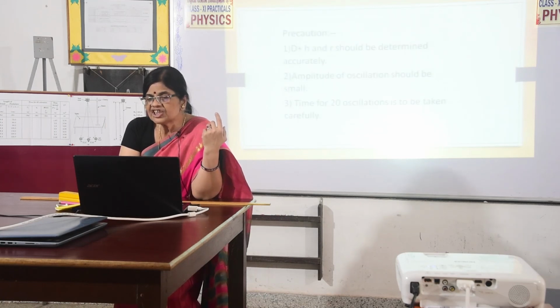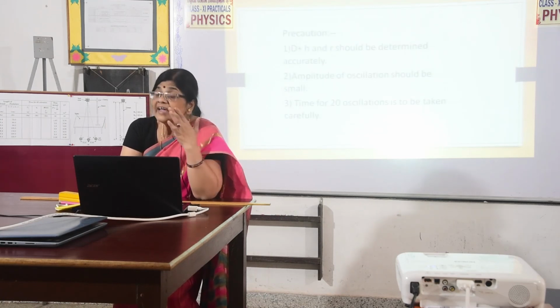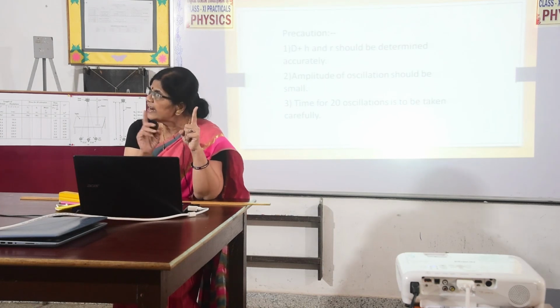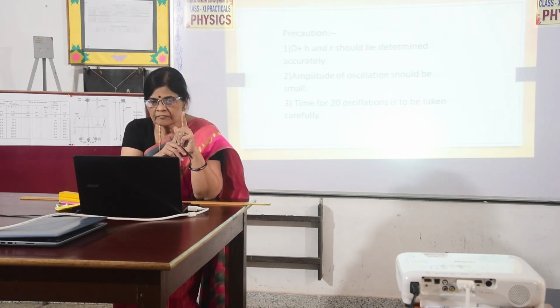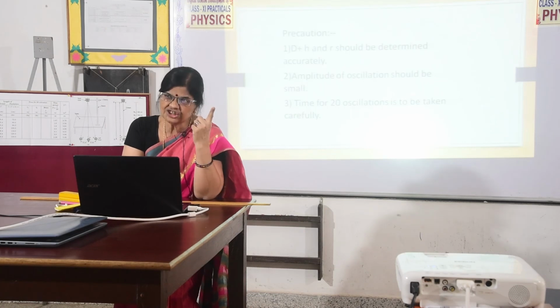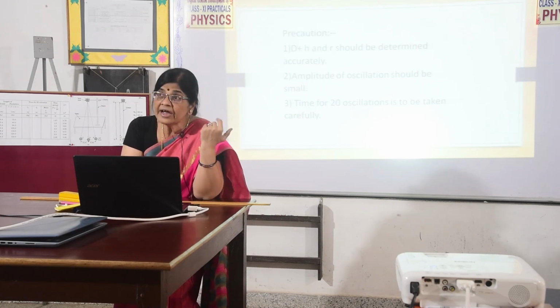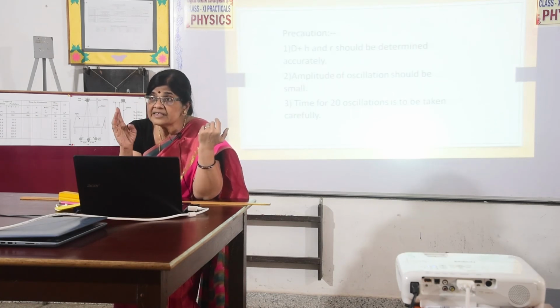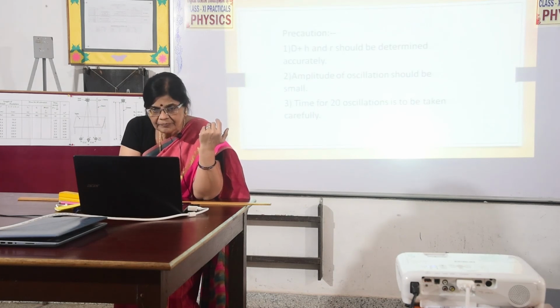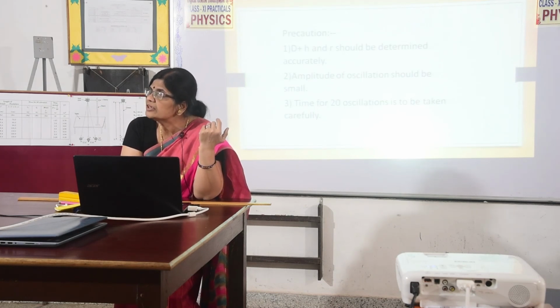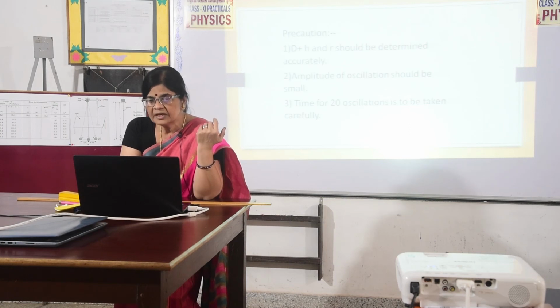Precautions: the d plus h and r should be determined accurately. Why? Because r plus h is the deciding factor for the value of g. Because if L changes, your time period will change. Why? Because your time period is directly proportional to the square root of the effective length. Amplitude of oscillation should be small because otherwise it is not simple harmonic. Time period for 20 oscillations should be taken carefully.